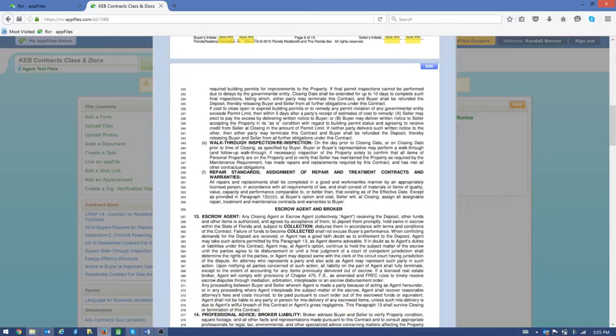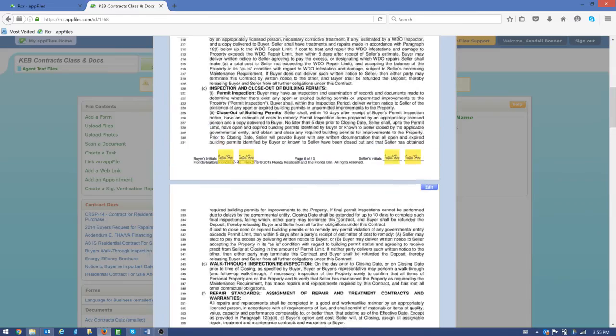F, repair standards. All repairs and replacements shall be completed in a good and workmanlike manner by an appropriately licensed person in accordance with all requirements of law, and shall consist of materials or items of quality, value, capacity, and performance comparable to or better than that existing as of the effective date. Except as provided in paragraph C2, at buyer's option cost, seller will at closing assign all assignable repair, treatment, and maintenance contracts and warranties to the buyer.